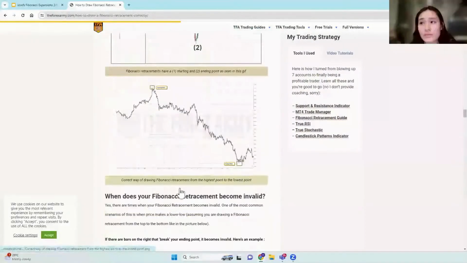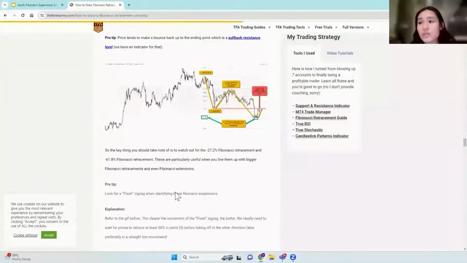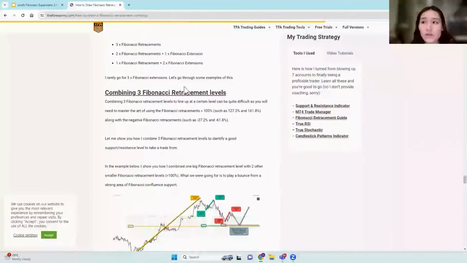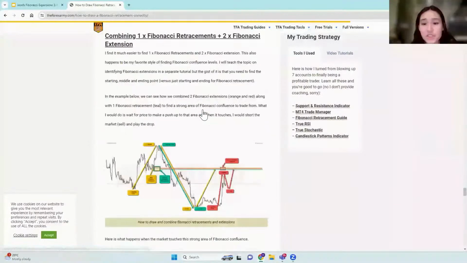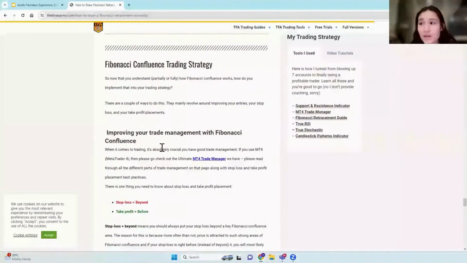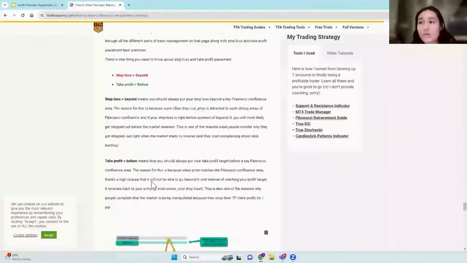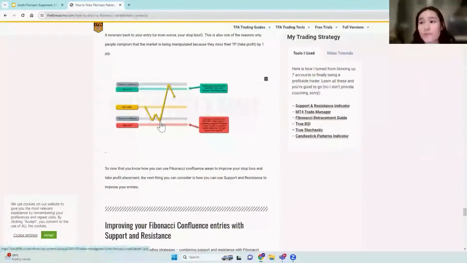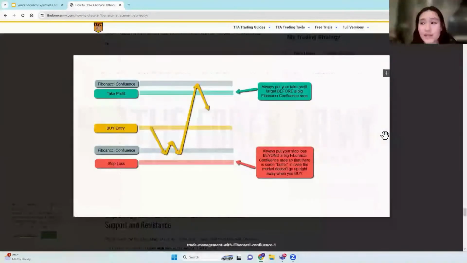Okay, there's some examples here, and they go through each of the Fibonacci levels as well. You can see here, they're talking about combining the Fibonacci levels, which is what we'll talk about later on when we're talking about Fibonacci confluence levels. And here we're talking about trade management strategies. So you place your stop loss beyond, take profit before. This is quite an important concept that we'll talk about at the end as well.